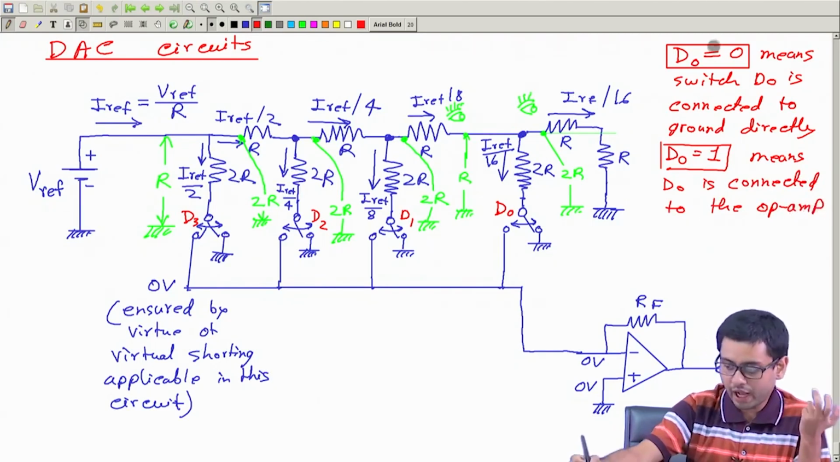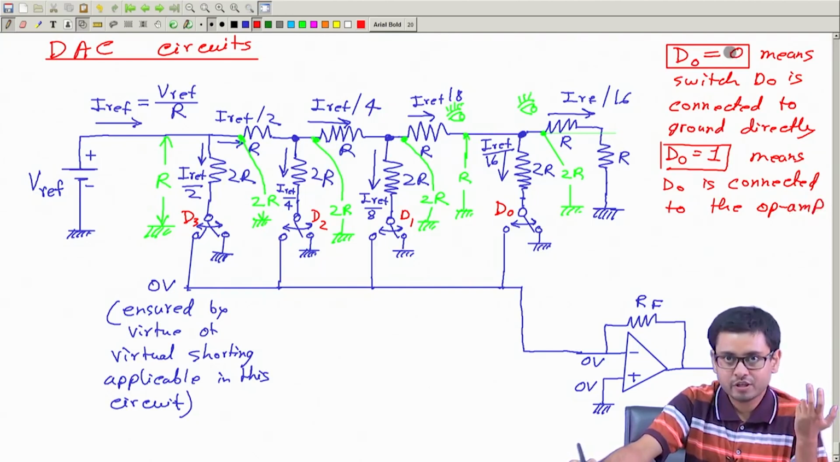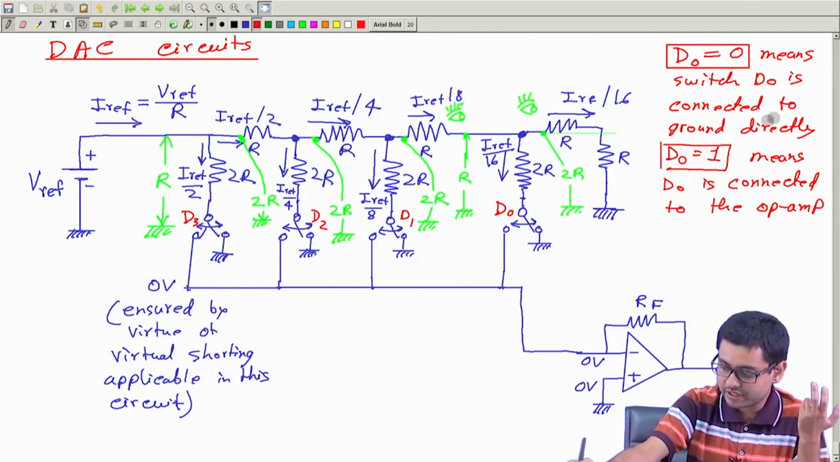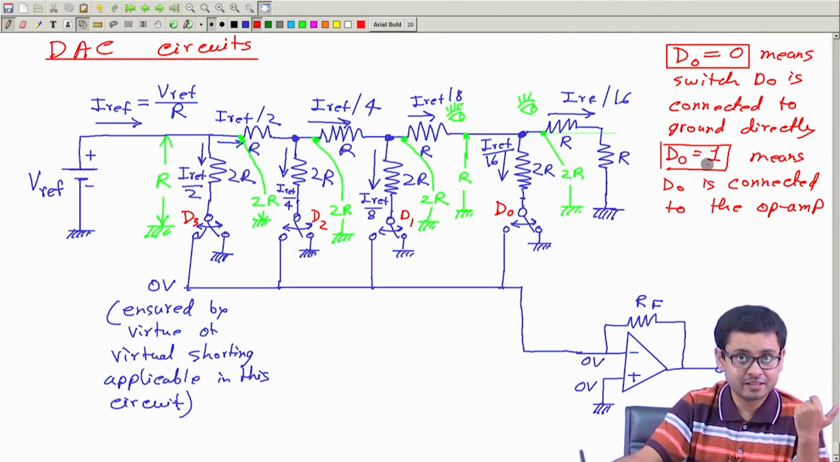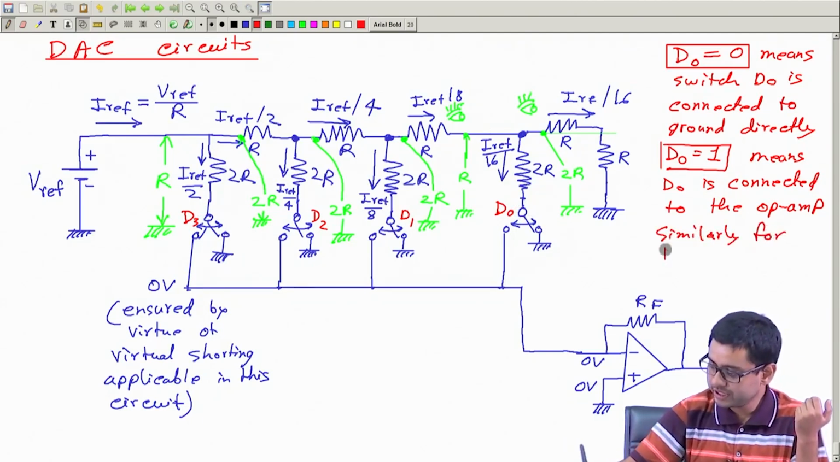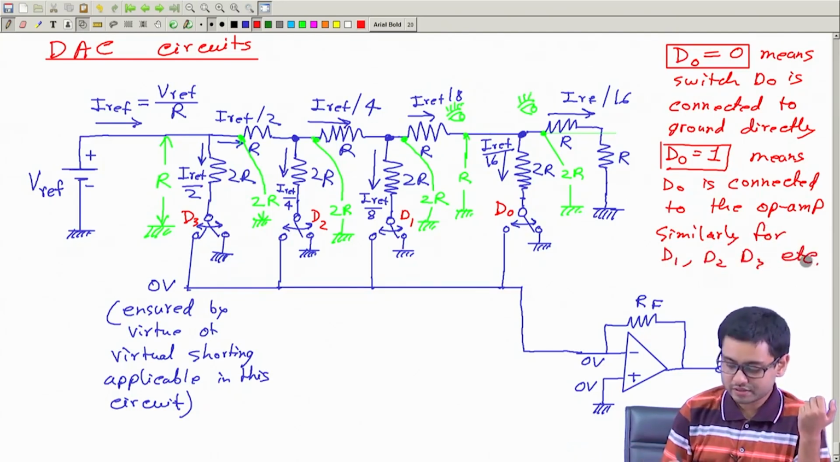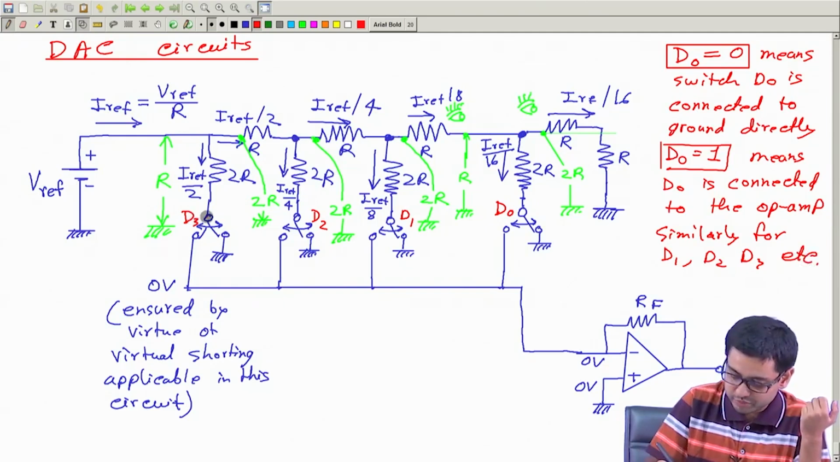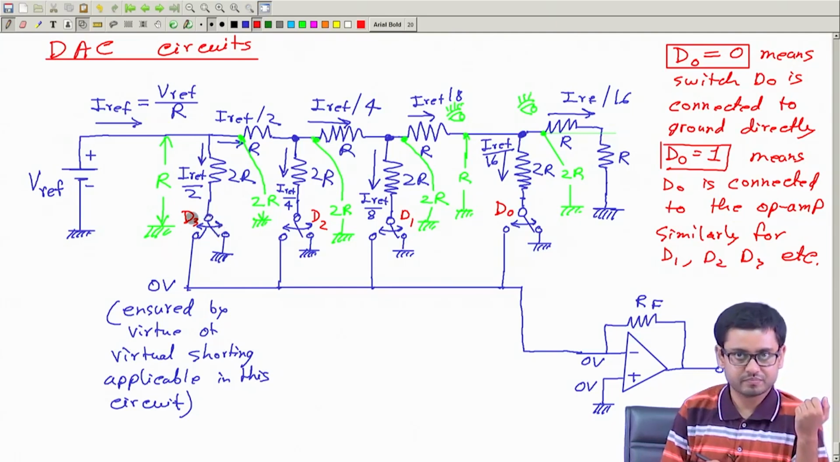So I can also say D0 equal to low, which will mean the switch is connected to the ground, and if I say D0 is high, digital high, logic high or 1, that means this switch is connected to the op amp here. Similarly for D1, D2, D3, etc. So I can say D3 is equal to 0, which means this is connected to the ground. If I say D3 equal to 1, this is connected to the op amp.